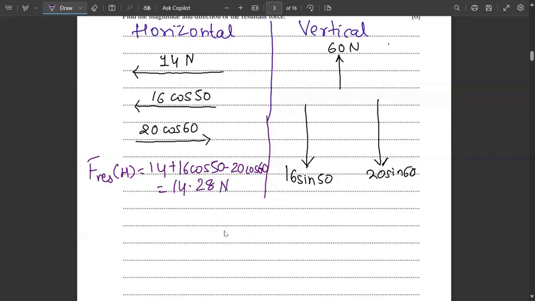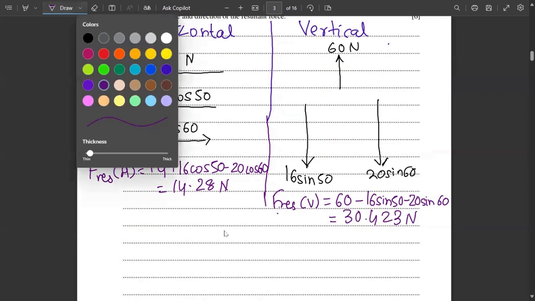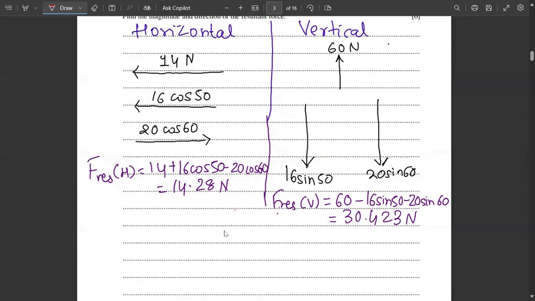Similarly, the resultant vertical force will be equal to, if we take upward as positive, 60 minus 16 sine 50 minus 20 sine 60. So the final answer is 30.423 Newton. Now let's move to the last step.